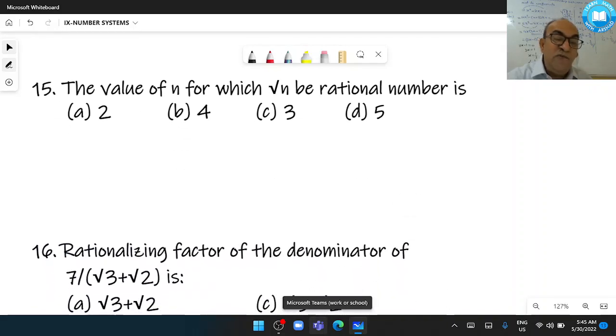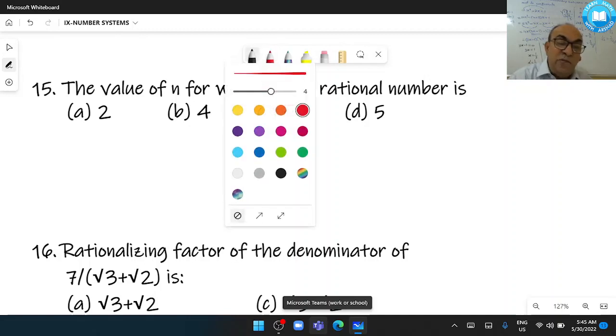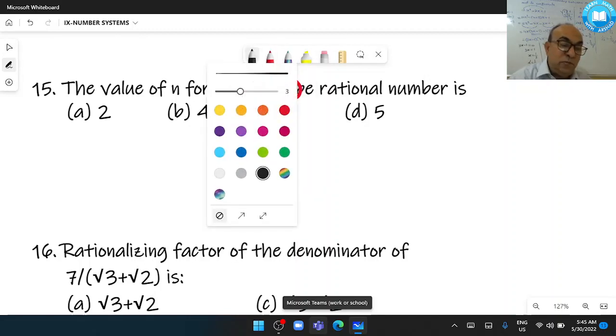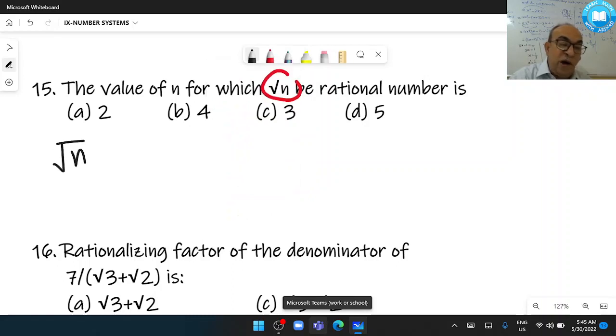The value of n: actually they want the value for which square root n, bachcho, will be rational. If you write 2, square root 2 is not rational. If you write 4, square root 4 equal to 2, it is rational. So this is the answer.